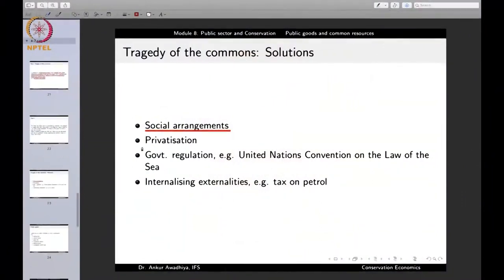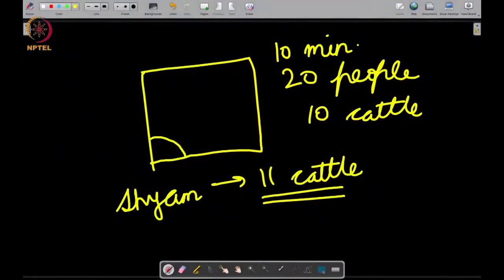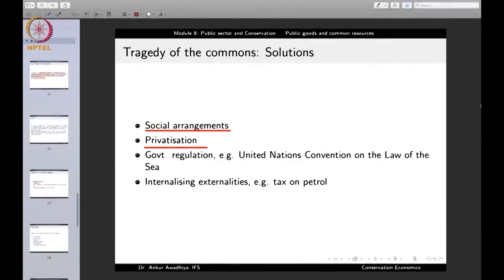Or things like privatization. Now in privatization, we can make this farmland a private resource. So when it becomes a private resource, it becomes excludable and rival in consumption. It is already rival in consumption, but by putting the clause of excludability, we can say that, okay, if people have to bring in cattle inside, then for each cattle, they will have to pay, say, 20 rupees. So the people who are bringing in more cattle will have to pay more. This is another arrangement. Or government regulation, such as the UN Convention on the Laws of the Sea.